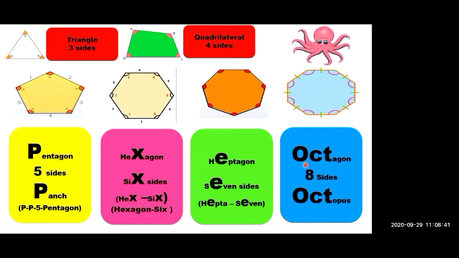So how many sides octagon has? Yes, 8. You have to remember octopus and its 8 legs. How many sides octagon has? 8. Yes, so you can take a screenshot also. Okay, children? Good.